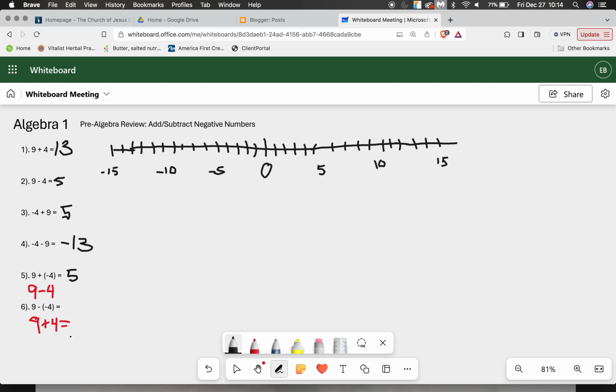The other way to look at this is to remember that subtraction is the difference between 2 numbers. So when we see that subtraction sign, we're looking at the difference between 9 and negative 4. Well, what is the difference between 9 and negative 4?